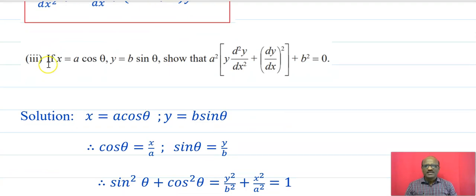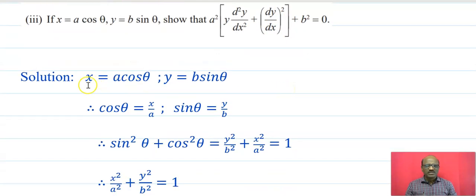Now the next: if x is equal to a cos theta, y is equal to b sin theta, then show that a square into the bracket y into d2y by dx square plus dy by dx bracket square, bracket complete, plus b square is equal to 0. Now here x is equal to a cos theta, y is equal to b sin theta. This can be written as cos theta is equal to x upon a, sin theta is equal to y upon b.